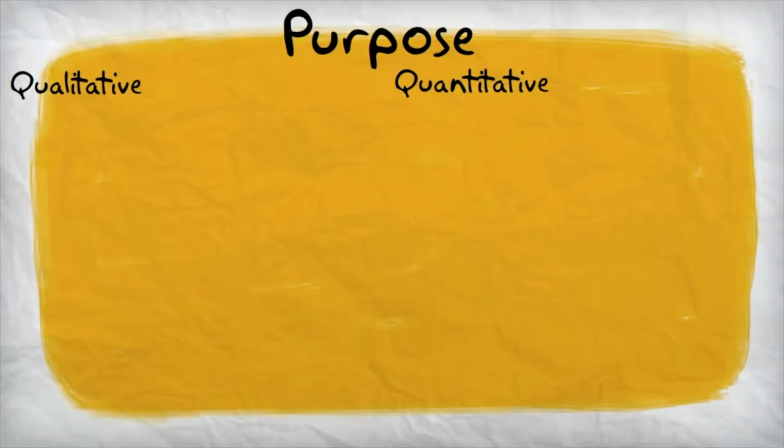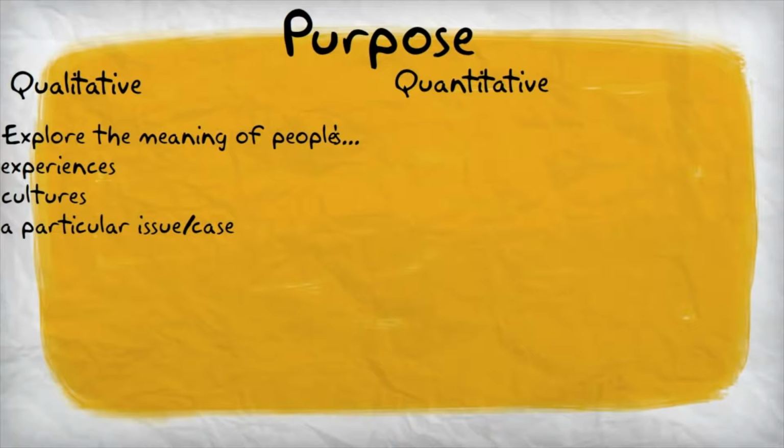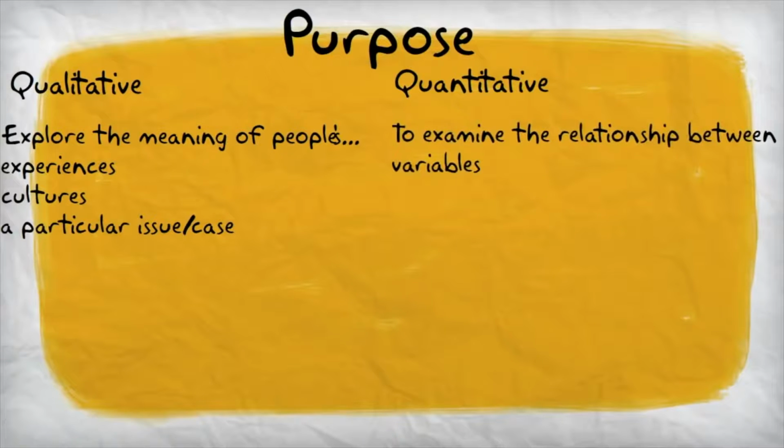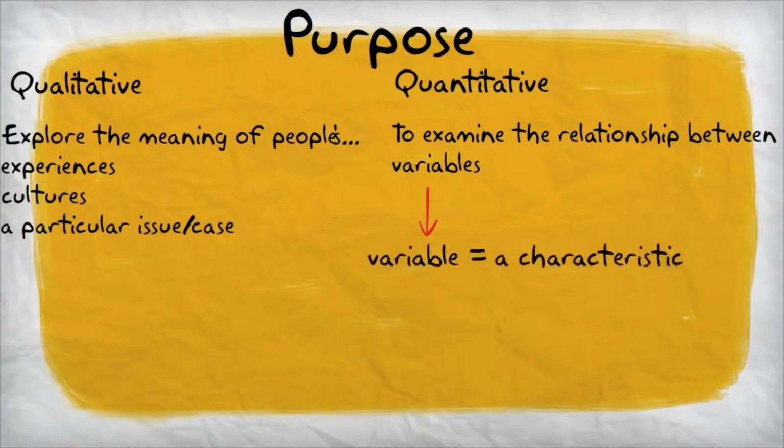Let's talk about the purpose of both types of research. The purpose of qualitative research is to explore the meaning of people's experiences, the meaning of people's cultures, the meaning of how people view a particular issue or case, known as a case study. But the purpose of quantitative research is to examine the relationship between variables. Let's define a variable. A variable is a characteristic. We'll talk more about this in just a second.